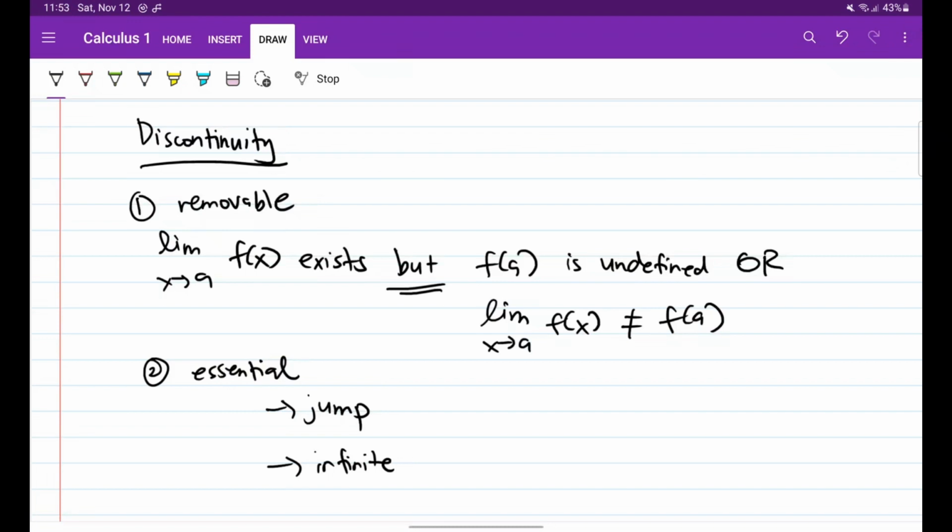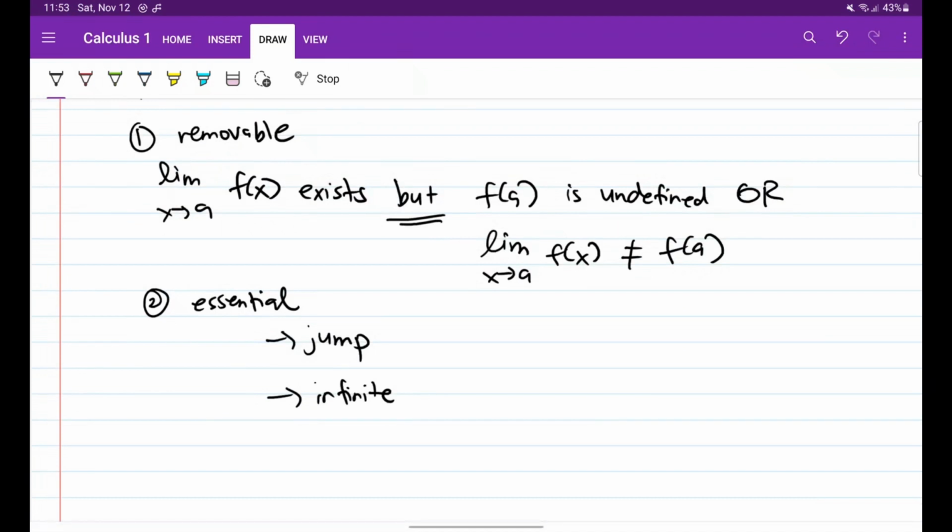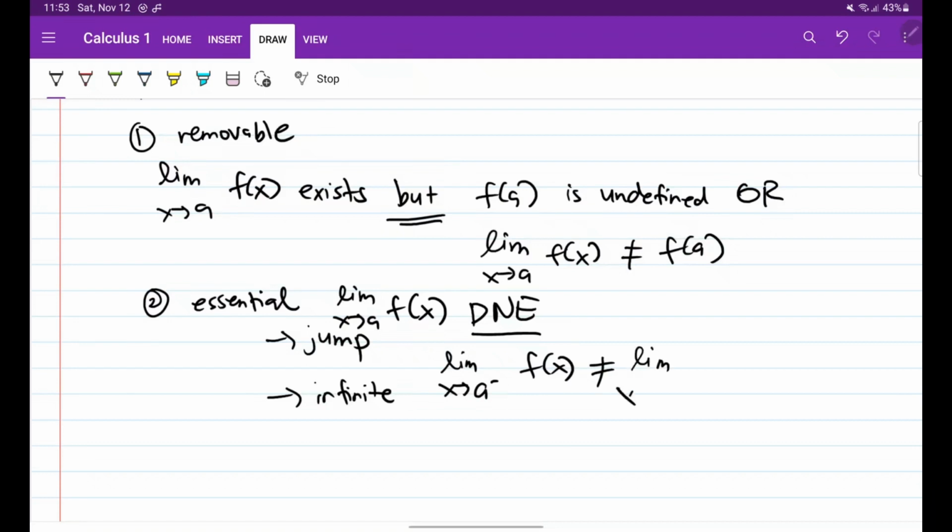Okay? So, next is essential discontinuity. And nangyayari yung essential discontinuity if the limit as x approaches a of f of x does not exist. Okay? So, DNE, does not exist. So, paano natin siya masasabi na jump? Okay? So, masasabi natin siya na jump if the limit as x approaches a minus of f of x, so the limit taken from the left side is not equal to the limit taken from the right side.